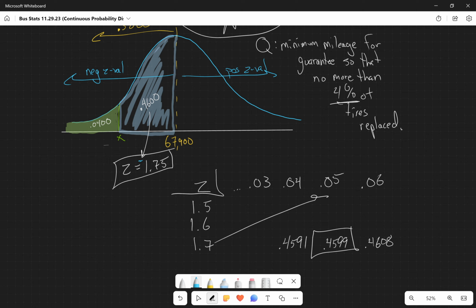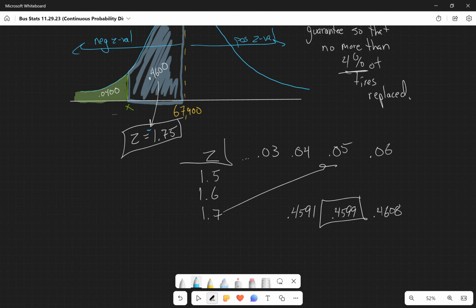Now we still found positive 1.75 in the table, right? Because there's only positive values in the table. But then we have to run it back through the context of the problem in order to assign that negative sign to it. If we don't assign the negative sign to it, the next part's not going to work. So now that we have this, we can use our z statistic formula, right? X minus mu over sigma.